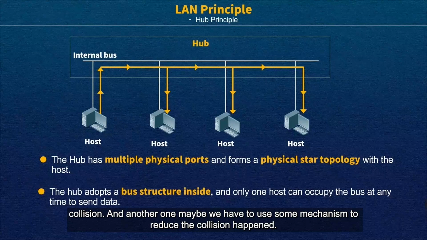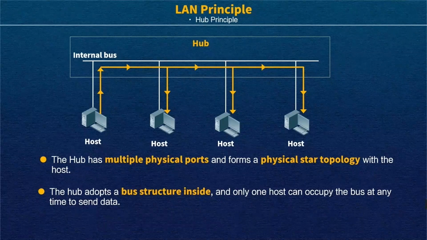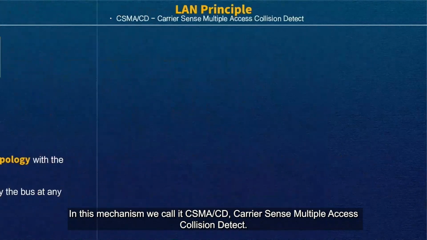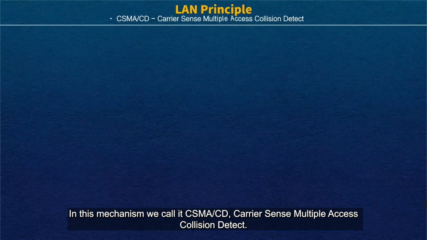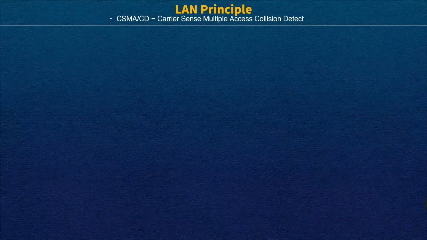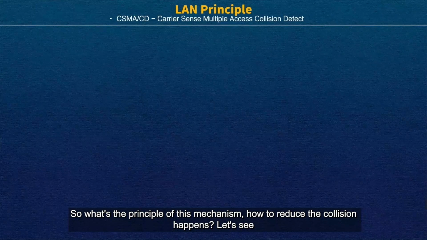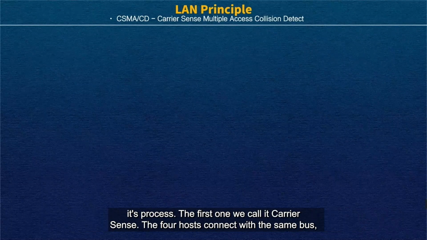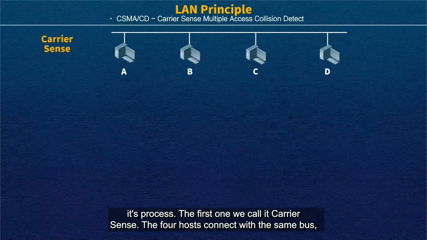And another one, maybe we have to use some mechanism to reduce the collisions that happen. This mechanism is called CSMA/CD, Carrier Sense Multiple Access with Collision Detect. So what's the principle of this mechanism? How does it reduce the collisions? Let's see the process. The first step is called carrier sense.